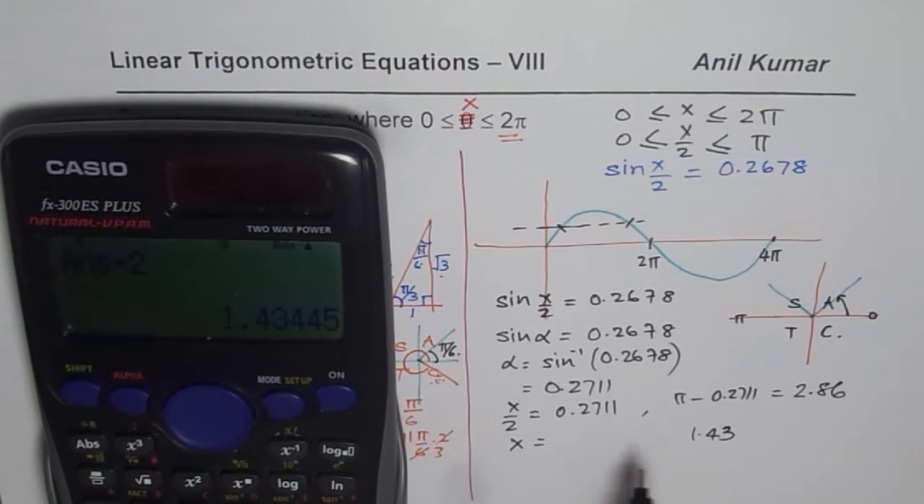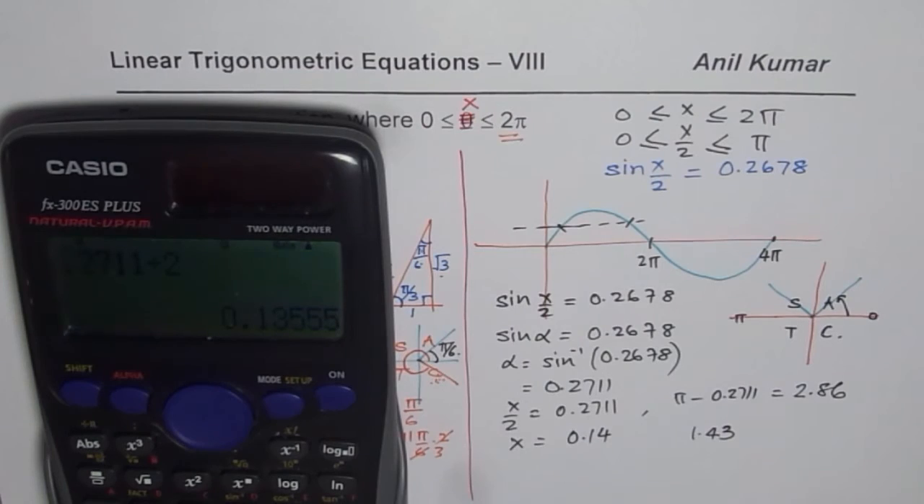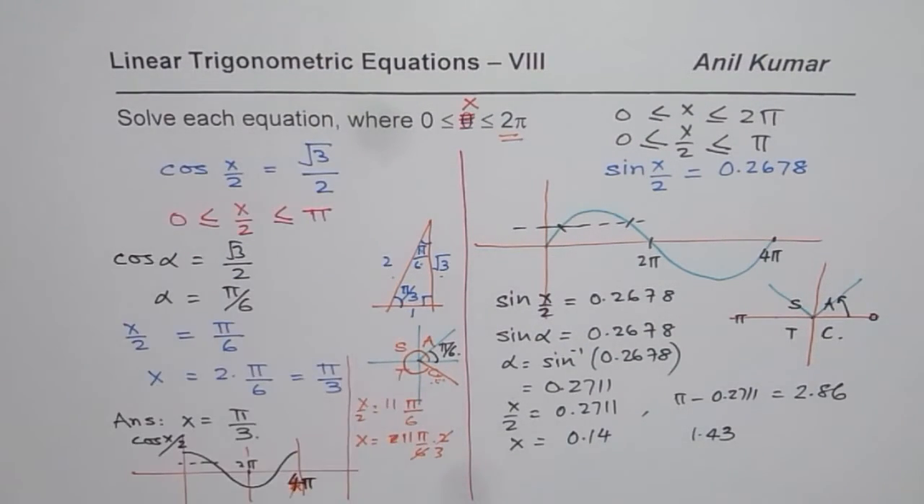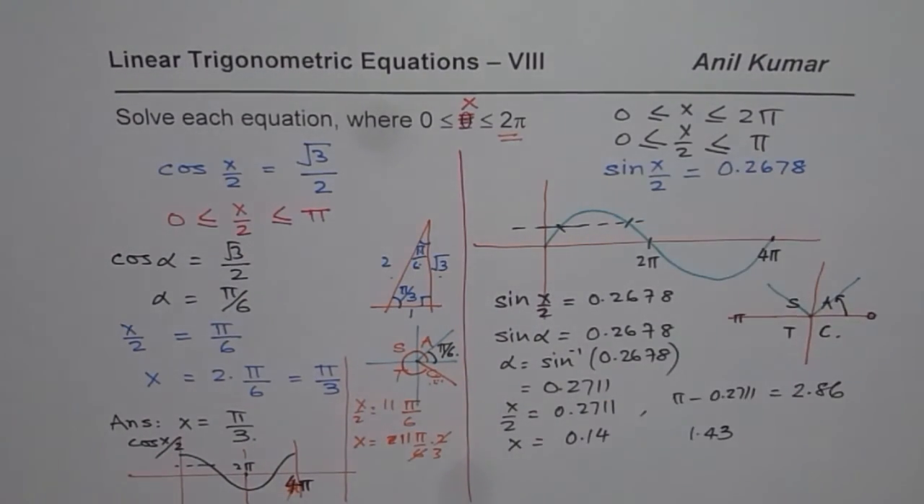Let's write it to two decimal places, and the first one will be 0.2711 divided by 2, which in decimals is 0.14, rounded to the second decimal place. So that is the value of x. You will see that both these values are within the domain 0 to 2 pi, correct?